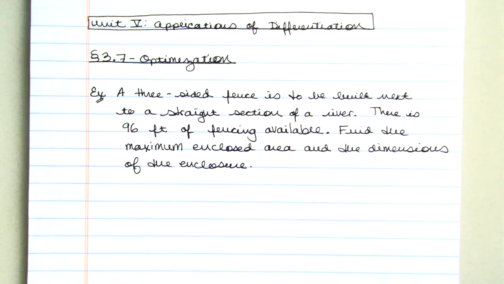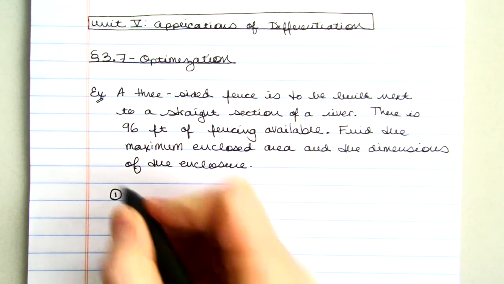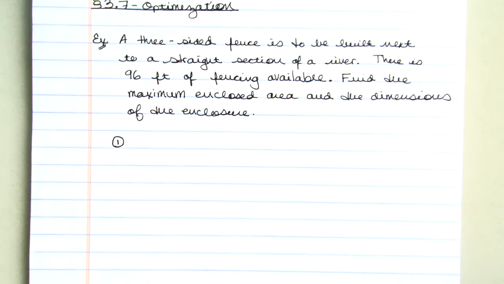notes. For our first problem, so this is section 3.7 in the book. For the first problem, a 3-sided fence is to be built next to a straight section of a river. There's 96 feet of fencing available, and we want to find the maximum enclosed area and the dimensions of that enclosure. Please take a moment and just copy down that problem. To deal with something like this.